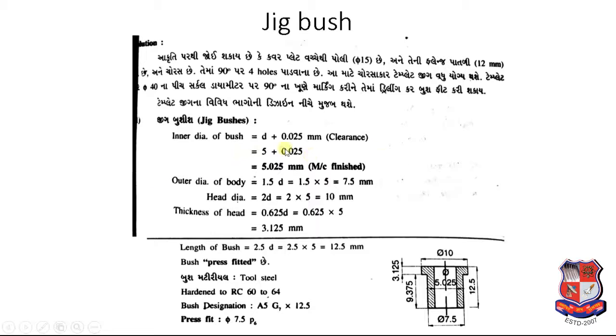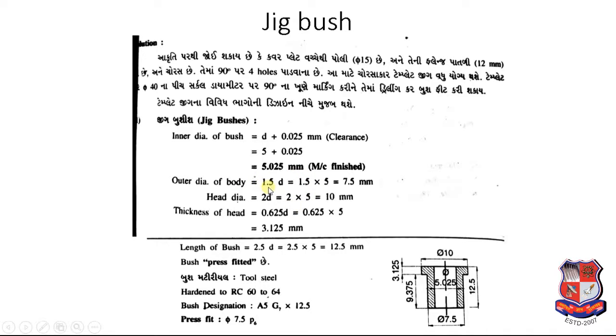So design of jig bush has 5 equations. We need to first find inner diameter of bush, outer diameter of bush, head diameter of bush, head thickness and total length of bush. So inner diameter of bush has equation like this, d plus 0.025. So d is diameter of hole we need to drill. So diameter of hole is 5 mm. So inner diameter will be 5.025 mm.